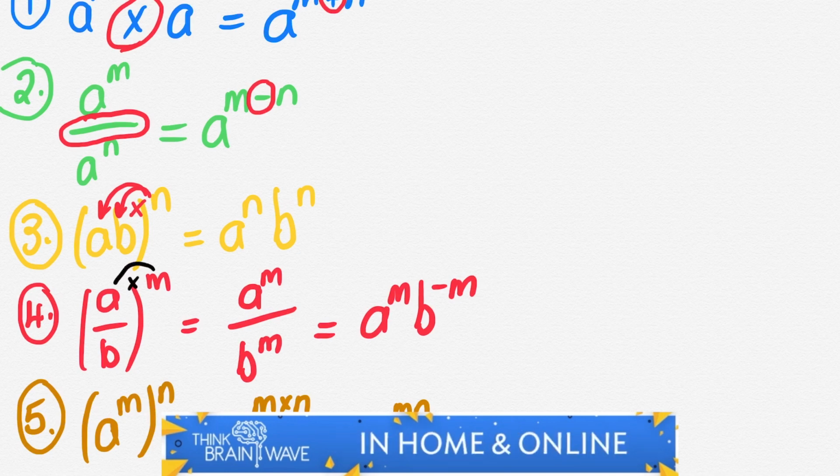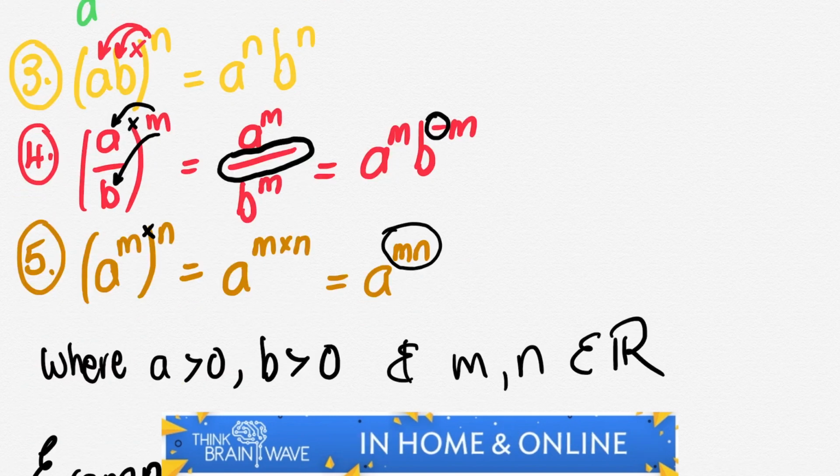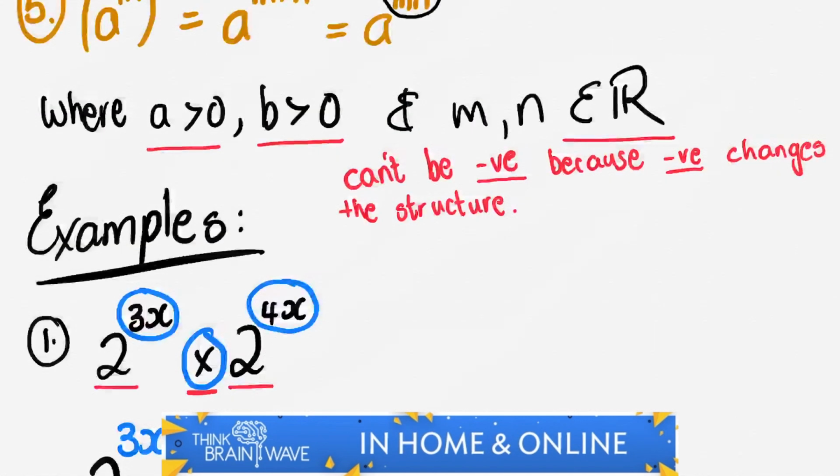If you have a power on top of a power, which is a fraction, both bases then get the power. However, if you want to bring your base at the bottom up, it becomes negative. Now, if you've got a to the m and it's got an exponent to the n, you multiply your m and n. This is always the case where you have a positive a and a positive b, and these numbers need to be real. Let's start with an example.